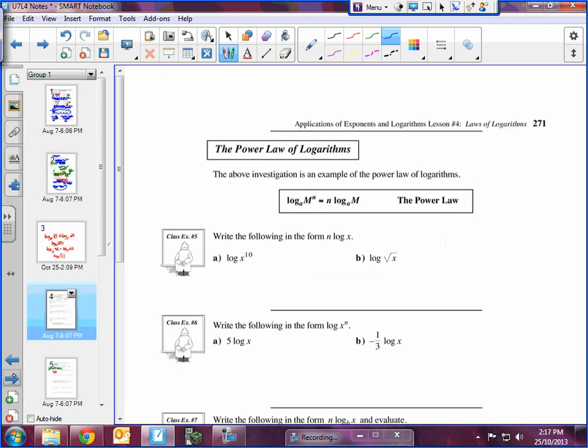Okay, power of logarithms. So, we just wrote down that general rule. If I have a number out in front, it'll be that new exponent. But you can also go the opposite way. If I give you a logarithm and the argument has an exponent on it, you can take that exponent, this n, and move it out in front, like this. That's called the power law. Okay? Star this, know this.